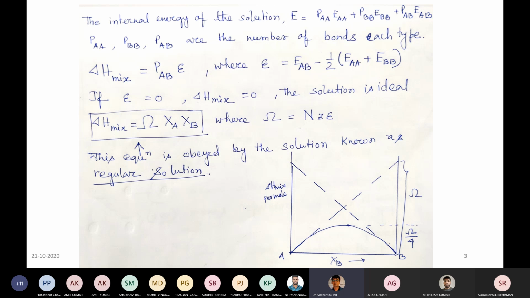Then the internal energy of the solution, E, will depend on the number of bonds of each type, PAA, PBB and PAB. If you see, PAB, PBB and PAA are the number of bonds of each type. Now, how this is related to del H mix, that we have to find out.